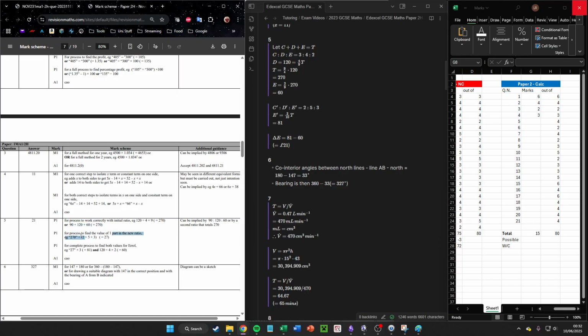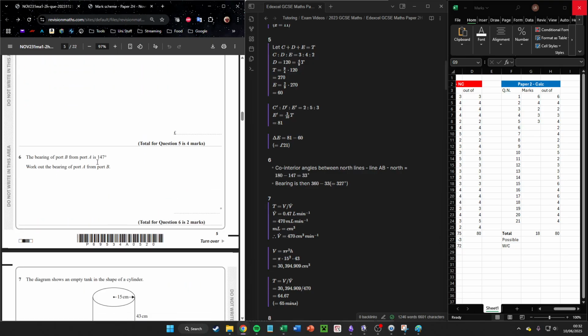So I'm not sure I deserve this mark. One part of a new ratio. I definitely do the first bit, get the correct answer, do the difference. But I'm really not sure that I get that middle mark. So I'm going to say that is 3 marks out of 4 in that question.